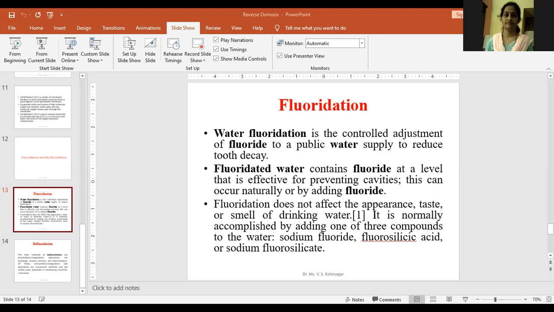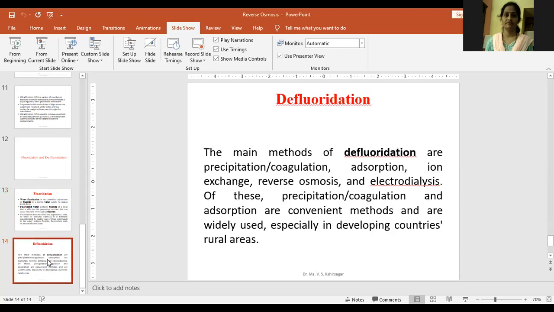Reverse osmosis. Okay. Now, what is the concept of defluoridation? Fluoridation is the addition of fluoride. Defluoridation is the removal of fluoride. So it is a simple concept: the addition of fluoride is fluoridation, and the removal of fluoride is defluoridation.